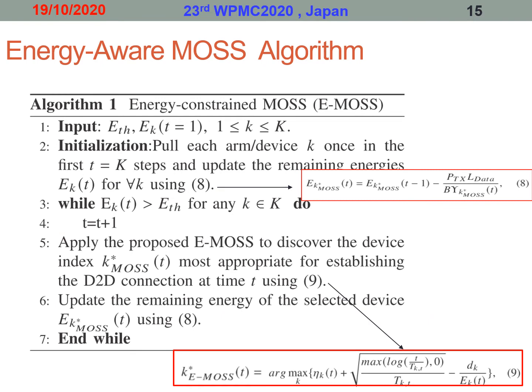Hence, the algorithm inputs will be the threshold level of the battery and the initial energy level for all the devices. In the initialization part, we will draw an arm or a device K, and we will get the update of throughput and its remaining energy using equation 8 discussed in the previous slide. While the remaining energy of the device is over the threshold, it continues the game or the bandit. We will increase the time and apply the proposed EMOS using equation 9, and then update the remaining battery. The game will end when all of the remaining batteries of the devices are lower than the threshold.